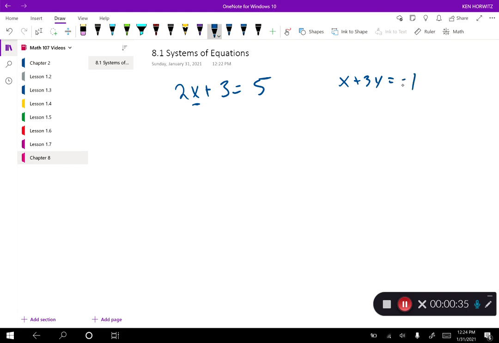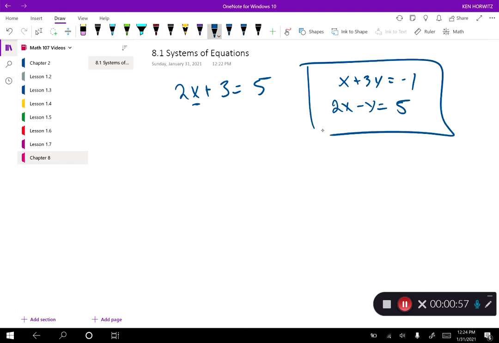You then have two variables. You have x and y. And there is no way to solve this for a single answer if there's only one equation with two variables. If you have two variables, you have to have two equations. So for example, we can put in 2x minus y equals 5. And this is what we're going to learn how to solve today.